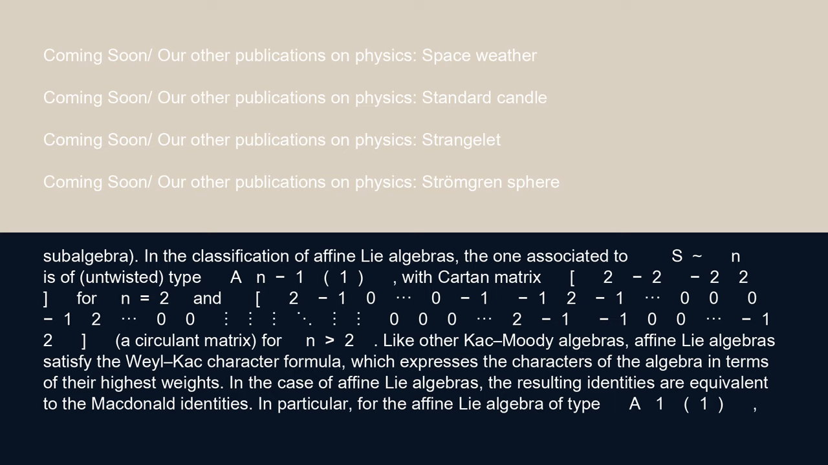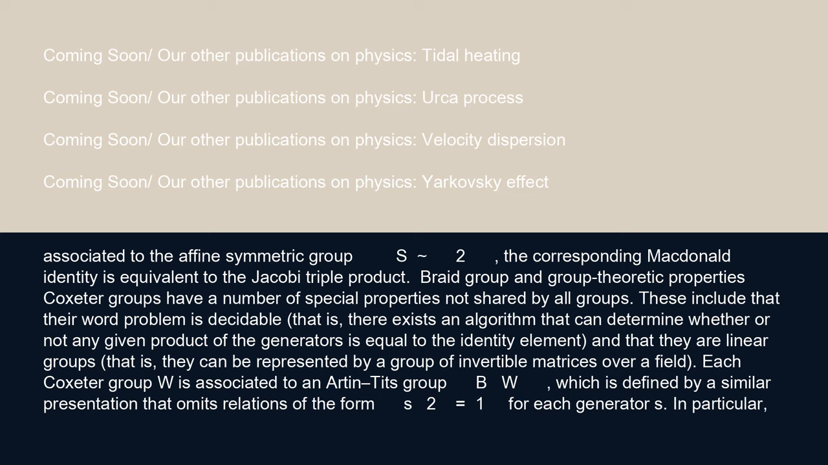Like other Kac-Moody algebras, affine Lie algebras satisfy the Weyl-Kac character formula, which expresses the characters of the algebra in terms of their highest weights. In the case of affine Lie algebras, the resulting identities are equivalent to the Macdonald identities. In particular, for the affine Lie algebra of type A_1^{(1)}, associated to the affine symmetric group S2, the corresponding Macdonald identity is equivalent to the Jacobi triple product.